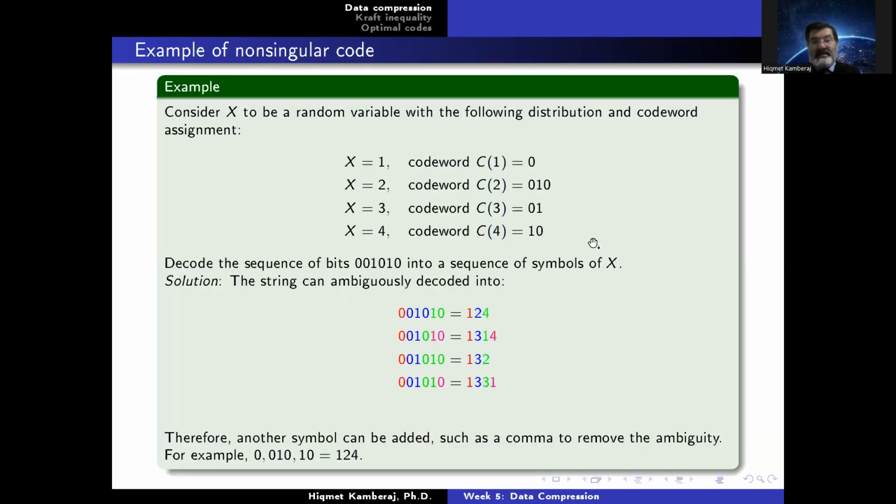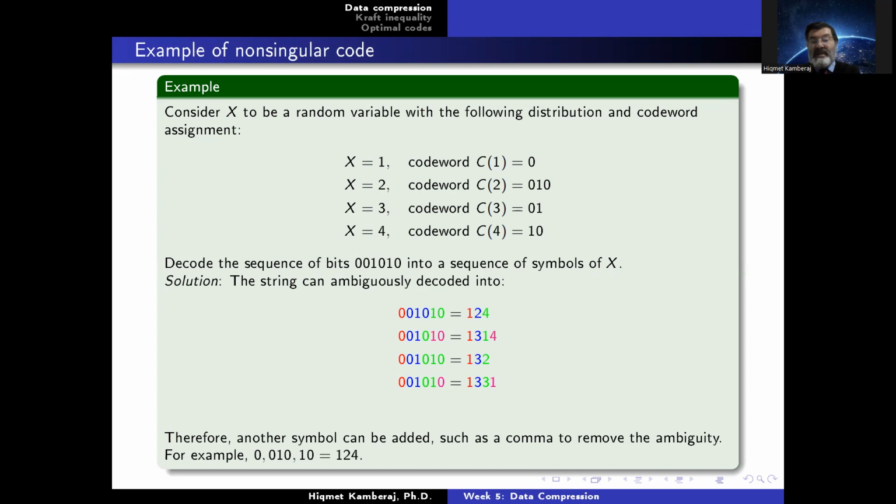Now let's illustrate this with an example. Consider X to be a random variable with the following distribution and code word assignment. X equal to 1 has a code word C of 1 equal to 0. X equal to 2 has a code word C of 2 equal to 0, 1, 0. X equal to 3 has a code word C of 3 equal to 0, 1. And X equal to 4 has a code word C of 4 equal to 1, 0. Suppose that I have this sequence of bits: 0, 0, 1, 0, 1, 0. I want to decode this into a sequence of symbols of X. Now you could notice that there is not a unique decoding of this.